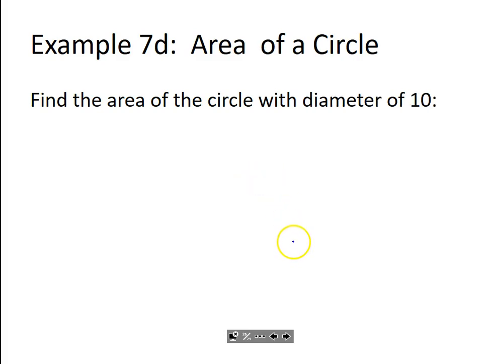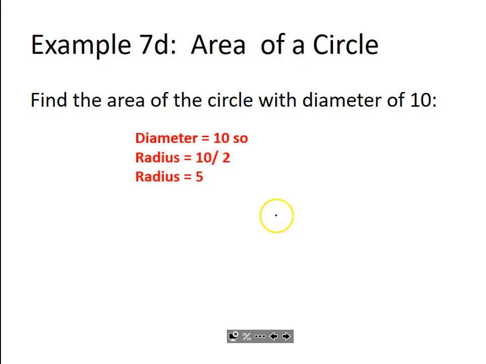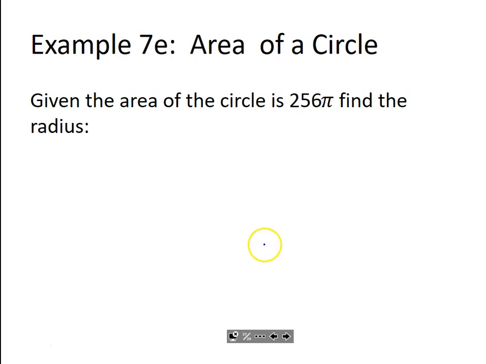This next one is another one with diameter. So when we have the diameter, the way the radius relates to the diameter, it's half of the diameter. So we're going to divide 10 by 2. That gives us 5 for the radius. So once again, we're going to square that number first. So we're going to get 5 squared times pi. That's going to be 25 pi. Then we're going to multiply pi times 25, and that gives us 78.54.